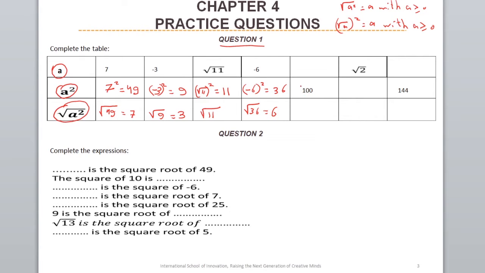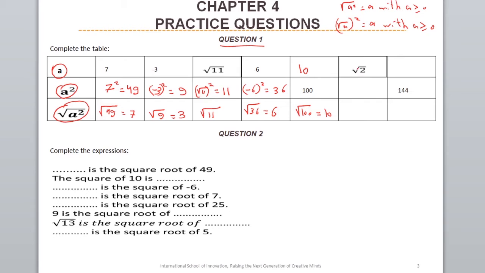Now a squared is 100. Here they gave me a squared. This is a squared. Now radical a squared, meaning radical 100, which is equal to 10. And how could I find a? Now this is a squared, so in order to find a, what must you do? Square root. What is the square root of 100? It is 10. Notice that 10 squared is 100, radical 100 is 10.